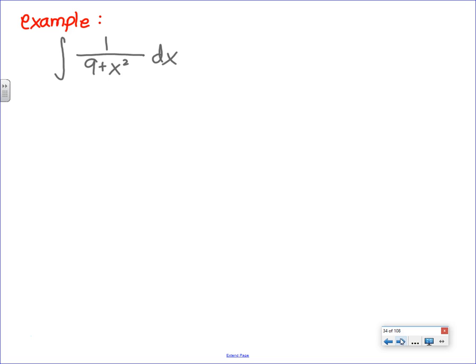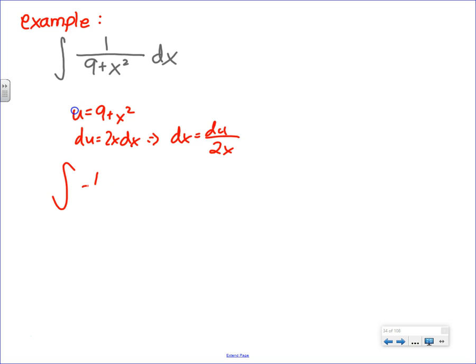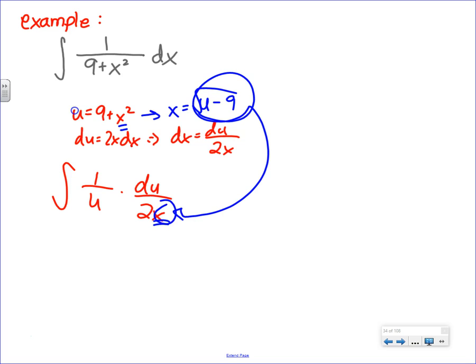Long story short, if you guys were to make u the entire denominator, would that be very good in this one? No. Why, Sean? Because then you have the du over 2x, and then since you have that extra x, it just won't work out with that one on top. You see how we're in trouble? We have this x, we'd have to come back here and say, hey, x is equal to the square root of u minus 9. When I go to plug that in, is this any simpler than it was before?